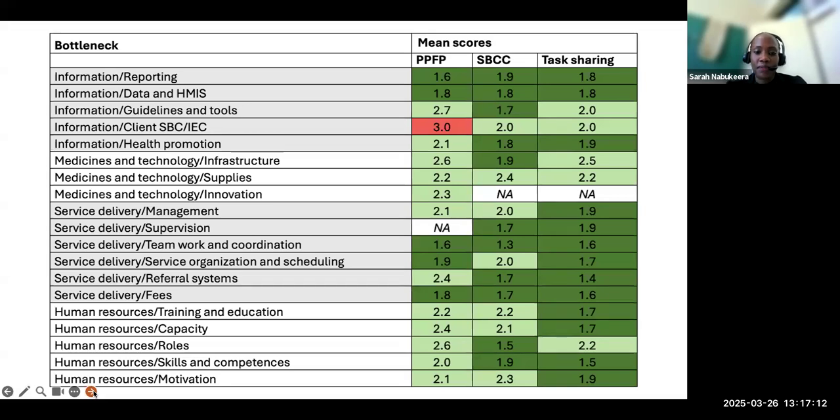And these results are aggregated across the different items under each health system building block. So if you look at postpartum family planning, that is the one that had an important bottleneck under information, clients, SBC, and IEC. That was a 3.0, and the rest of the EBPs had green and light green, which meant there were not bottlenecks. But we went ahead and took these findings along with those from the desk review to the consensus building workshop, which takes me to my next slide.